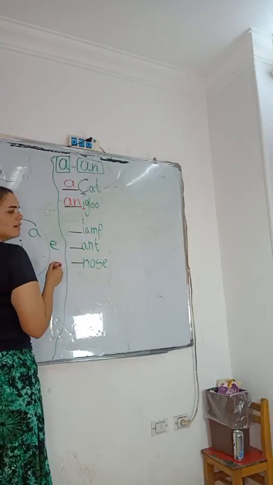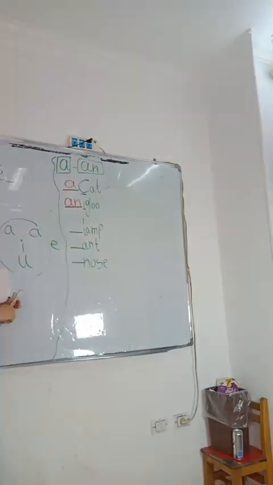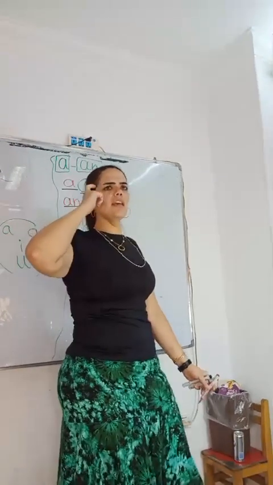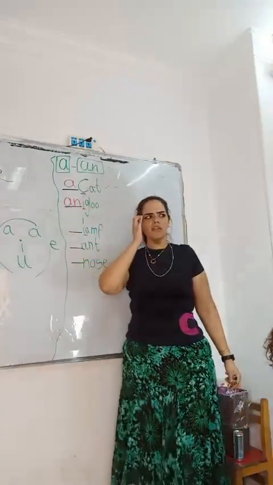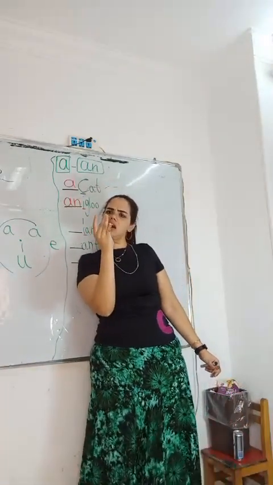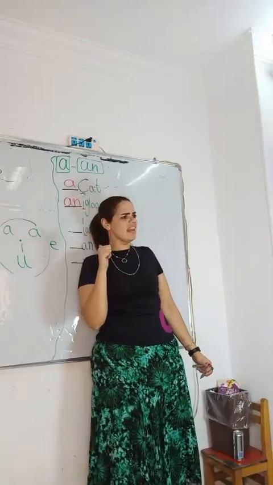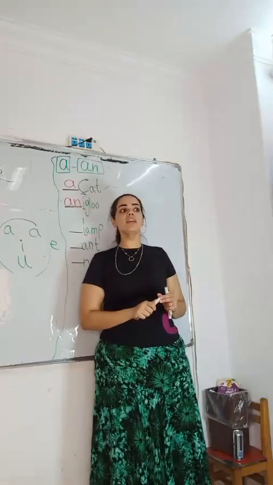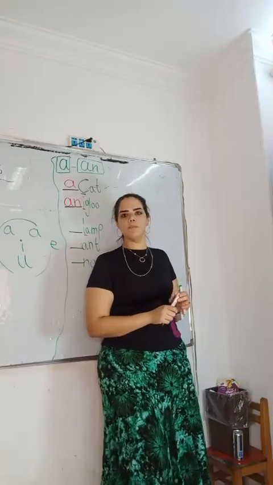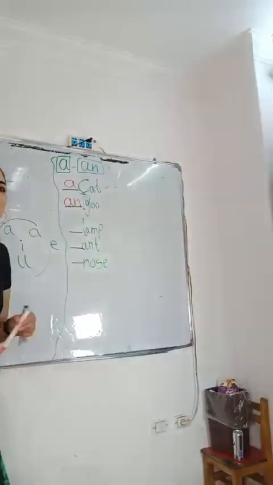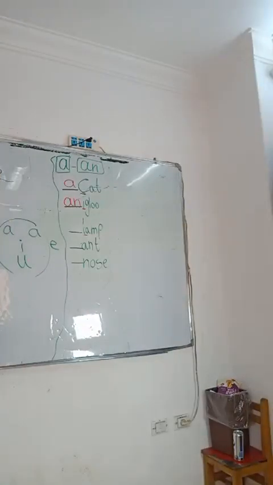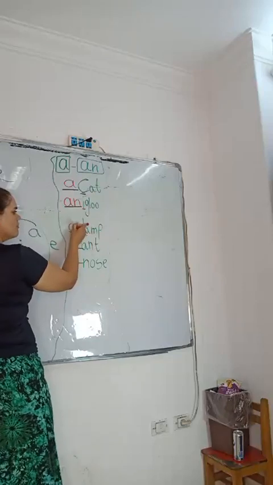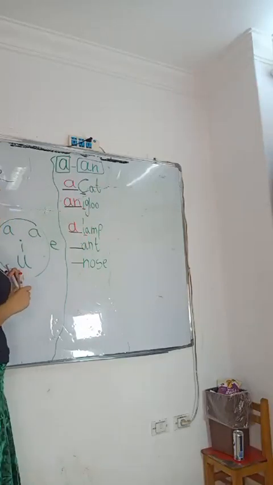Dana, letter L. Ask yourself, let's sing the song. What are the vowels? A, E, I, O, U. Letter L, vowel? No. Good or yucky? Yucky. So we use a or an? A. Not from the vowels, we use a. Letter L is not from the vowels, so I'm going to use a.